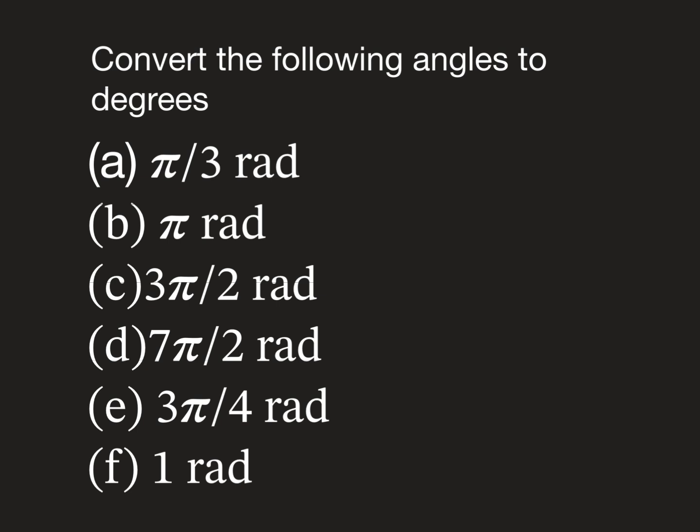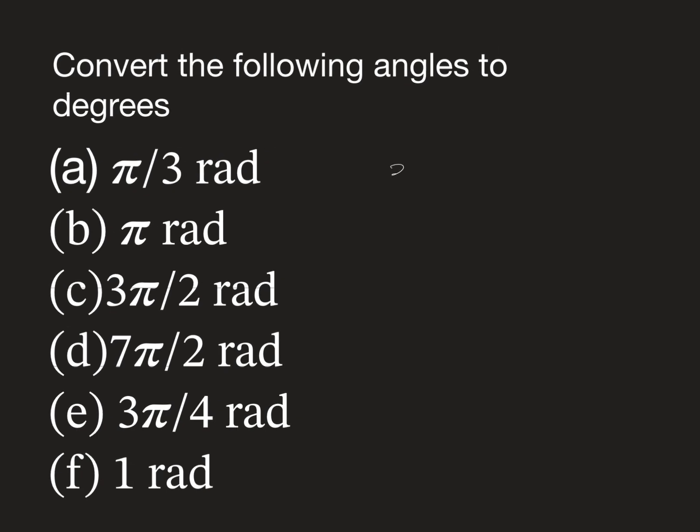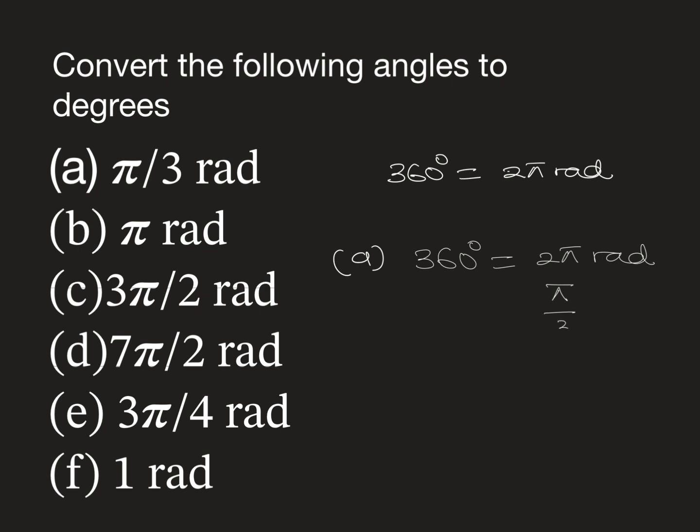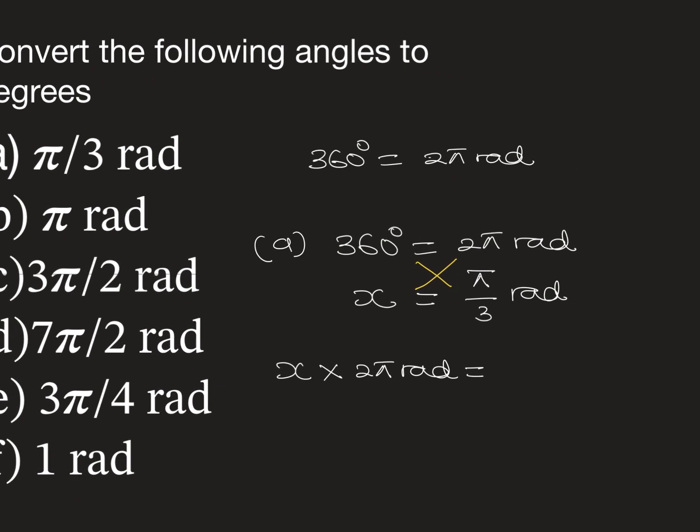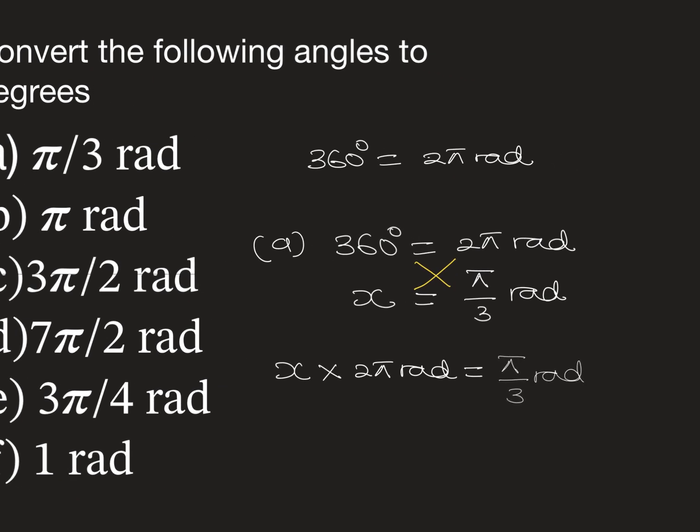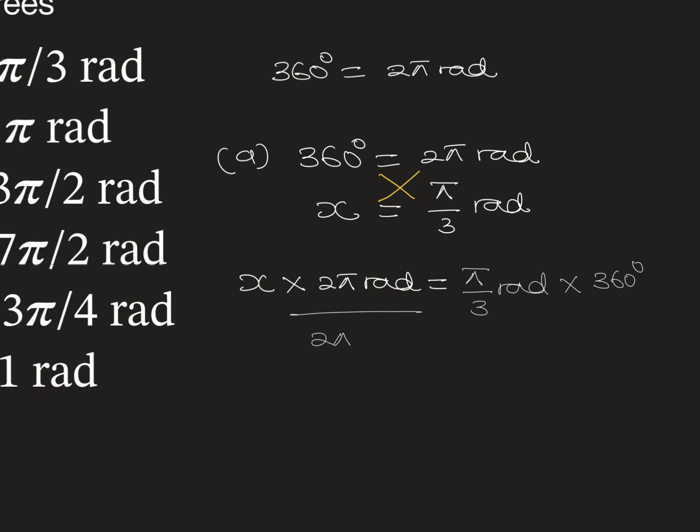Still, if we remember that 360 degrees is equal to 2 pi radians, we can still do this conversion. So for question A, if 360 degrees is equal to 2 pi radians, what is pi over 3 radians in terms of degrees? We can say that is x. Then when we cross multiply, what do we have? We will have x times 2 pi radians is equal to pi over 3 radians times 360 degrees. So to find only x, we divide both sides by 2 pi radians.